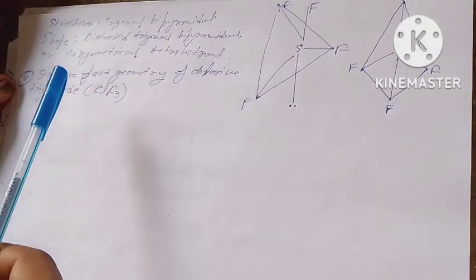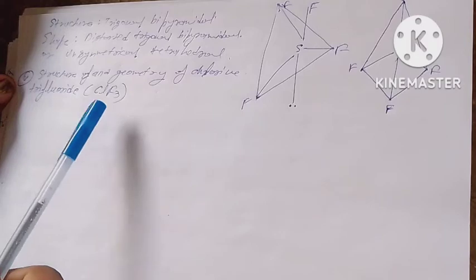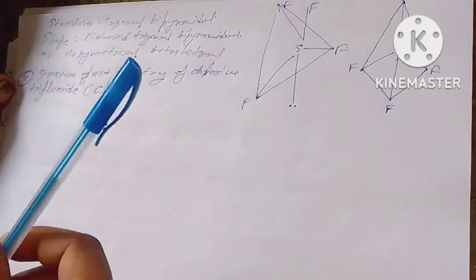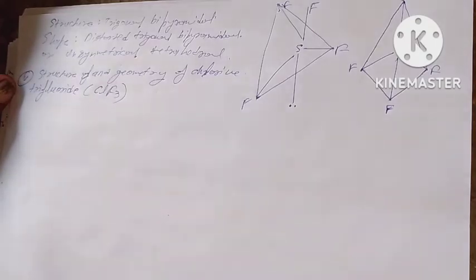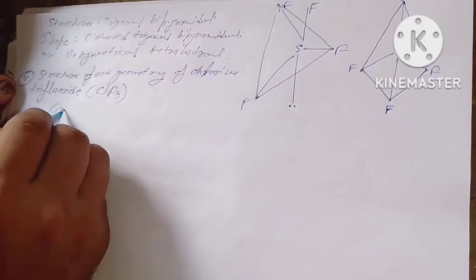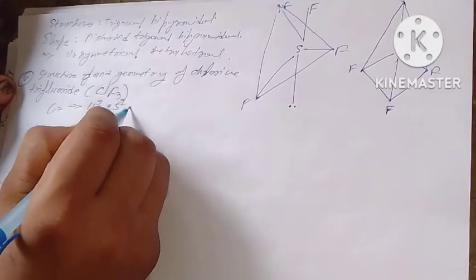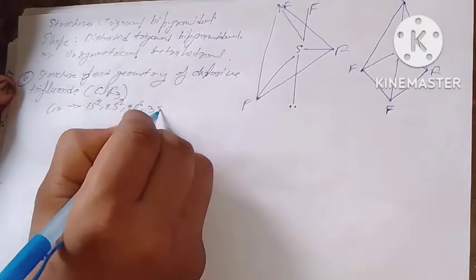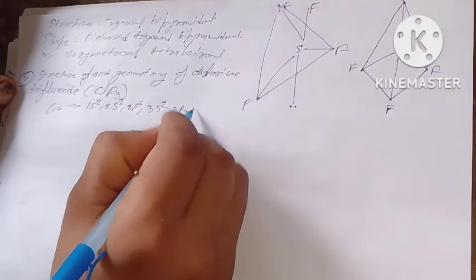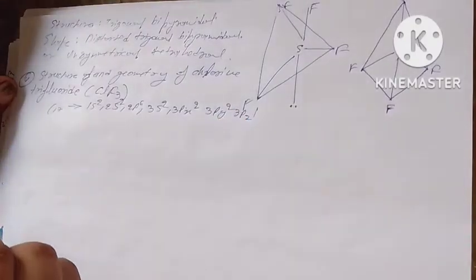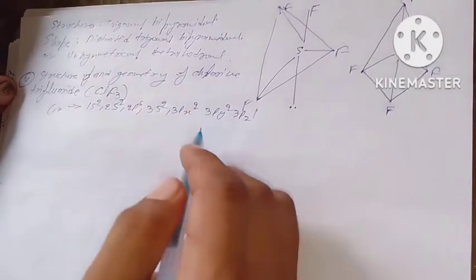ClF3 is an interhalogen molecule in which chlorine is the central atom. The electronic configuration of chlorine is 1s2, 2s2, 2p6, 3s2, 3px2, 3py2 and 3pz1.